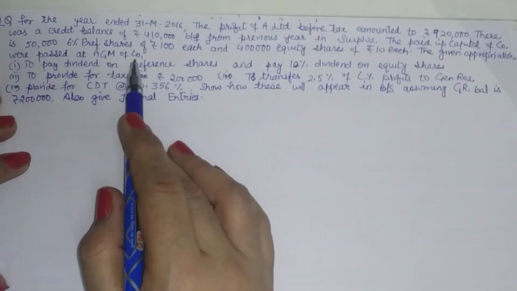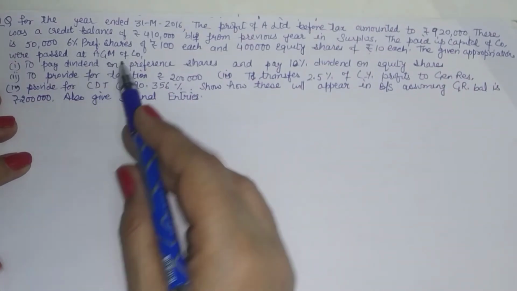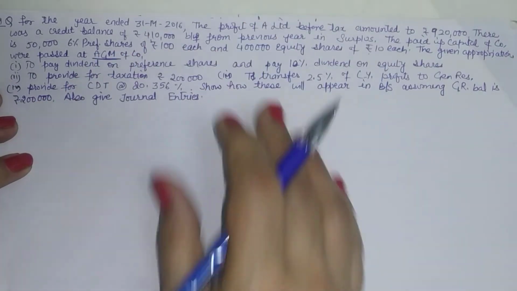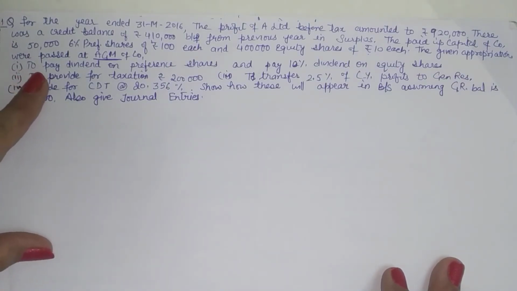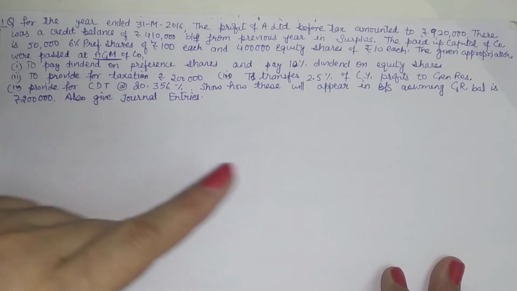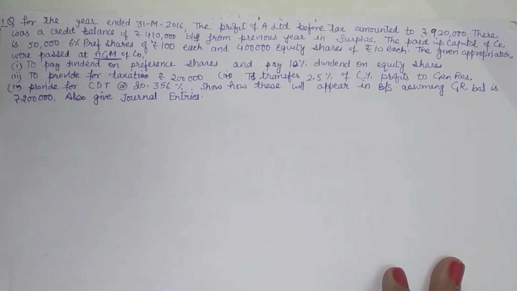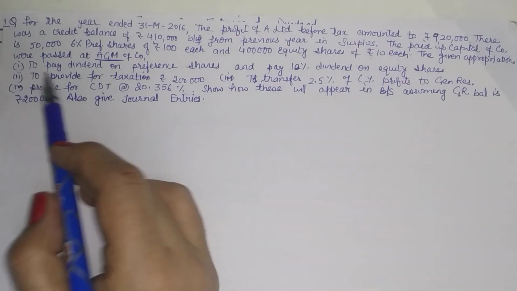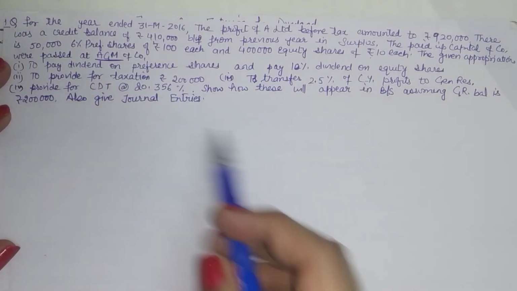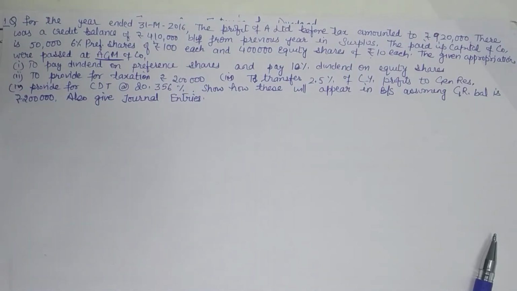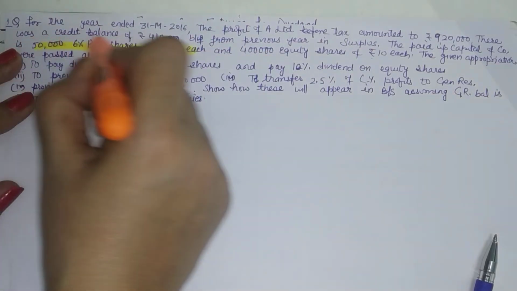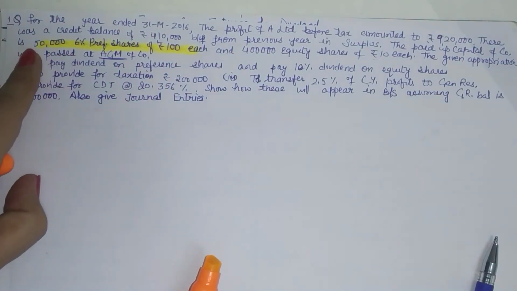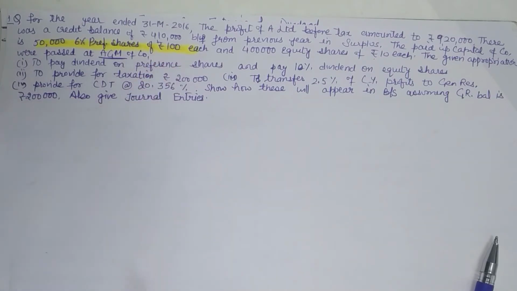Capital is 50,000 6% preference shares of 100 each, and 4 lakh equity shares of 10 each. Now the appropriations which are passed in the annual general meeting. Annual general meeting implies that these decisions have been taken by the shareholders. So if they have passed a decision to pay dividend, it means this is dividend declared by the company, and it will be recorded by the company in its books. So you are to pay dividend on preference shares. Now when we are calculating dividend, we have 50,000 6% preference shares of 100 each. So their dividend is going to be 6% of 50 lakh, right? That means 3 lakh rupees of dividend.